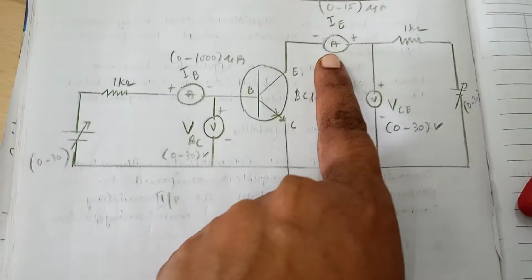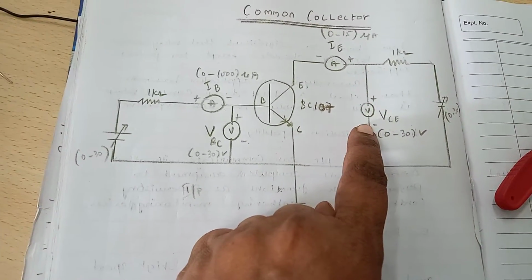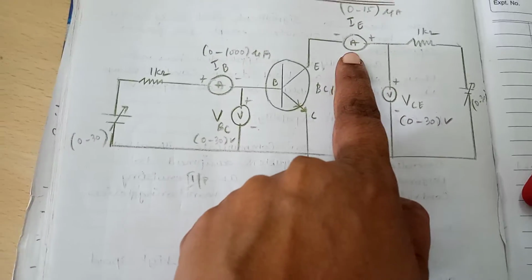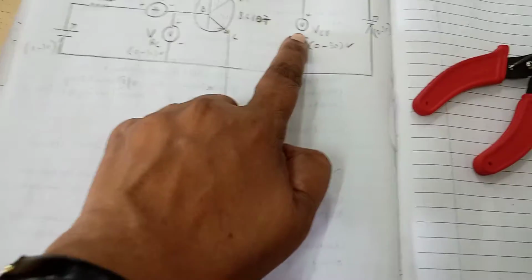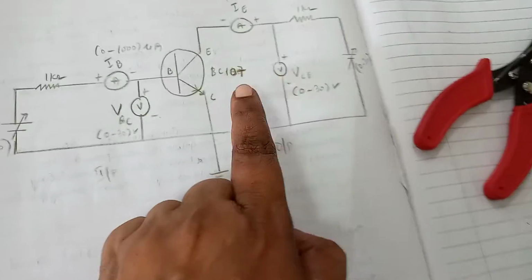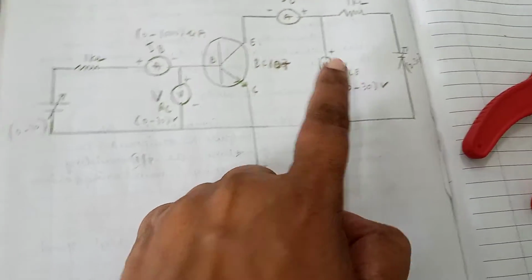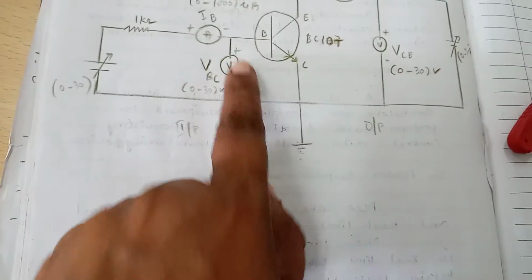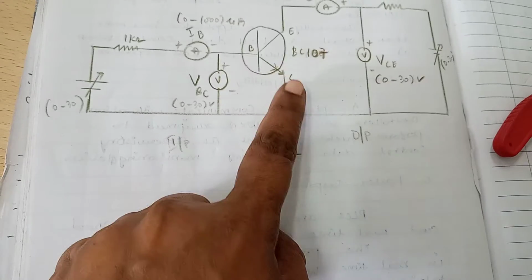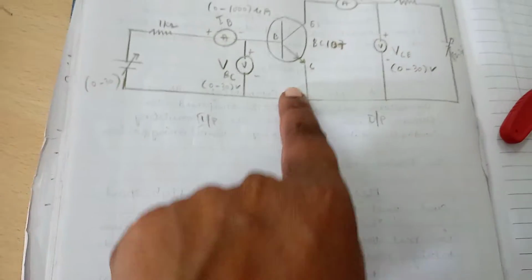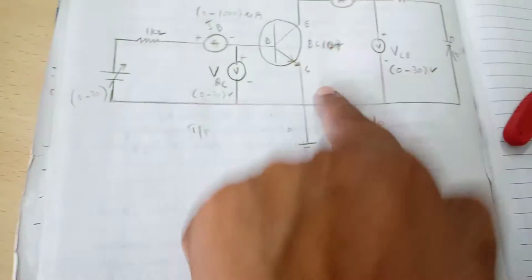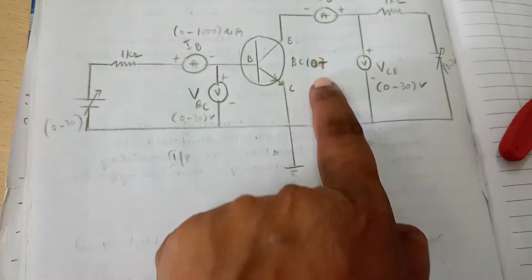Then on the output side, again we need an ammeter and a voltmeter. The ammeter is going to indicate the emitter current, and the voltmeter on the output side is going to be connected between collector and emitter, so VCE. And similarly, on the input side, the voltmeter is connected across B and C, that is base and collector. So therefore our collector is going to be common with the input as well as with the output. That's why this is common collector.